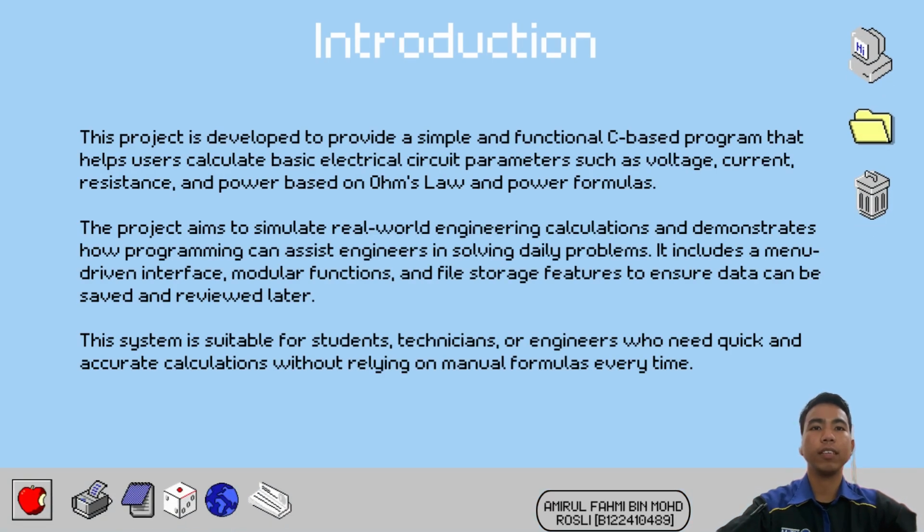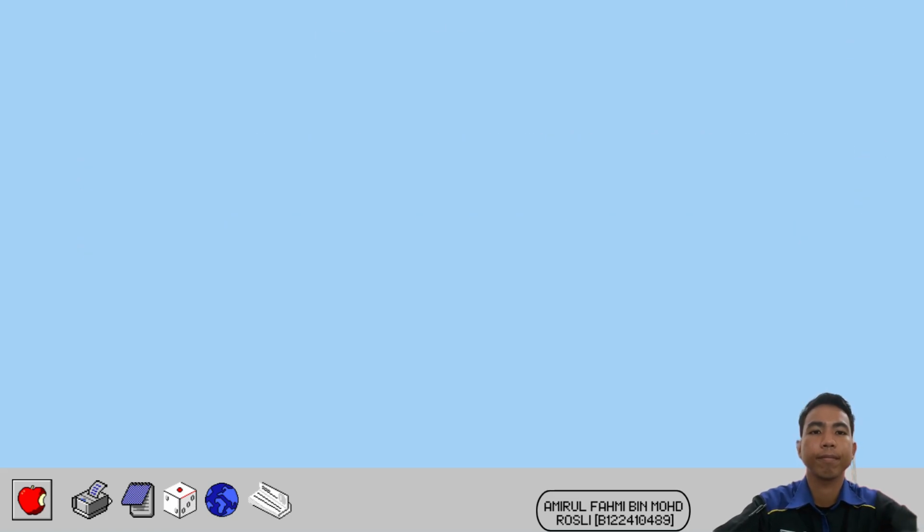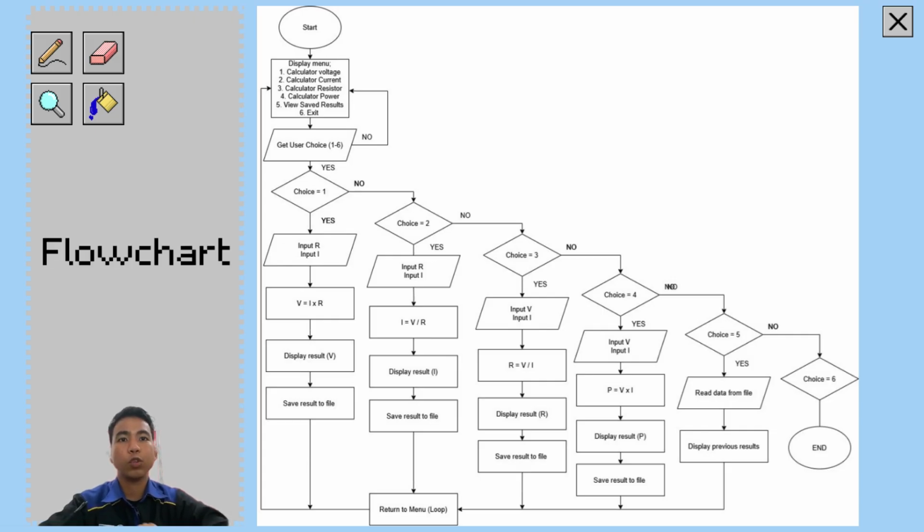Introduction. This mini project is developed to provide a simple, function-based program that helps users calculate basic electrical circuit parameters such as voltage, current, resistance, and power based on Ohm's law and the power formula. This project aims to simulate real-world engineering calculations and demonstrate how programming can assist engineers in solving daily problems. It includes a menu-driven interface, modular functions, and a file storage feature to ensure data can be saved and reviewed later. This system is suitable for students, technicians, or engineers who need quick and accurate calculations without relying on manual formulas every time.